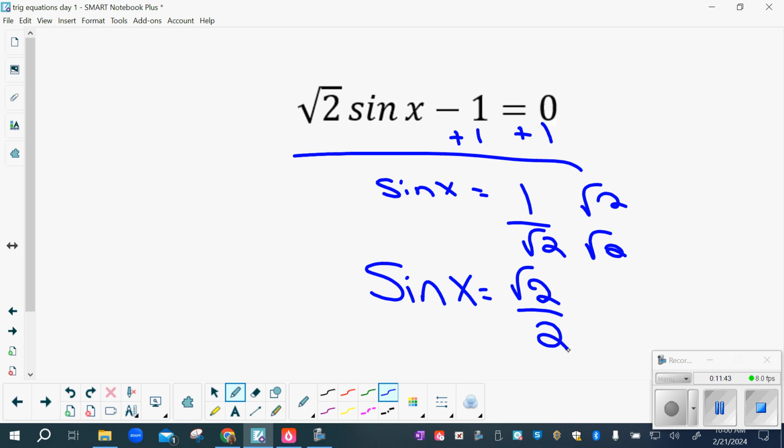Go to the unit circle. I think it's 45 and 135. Is that right?